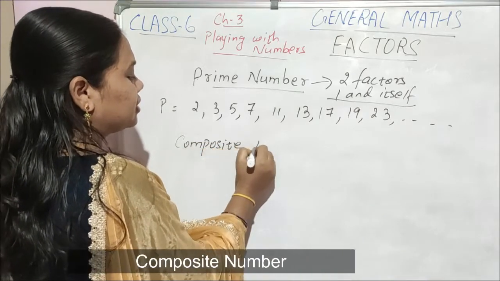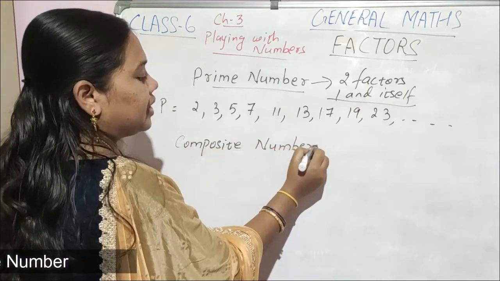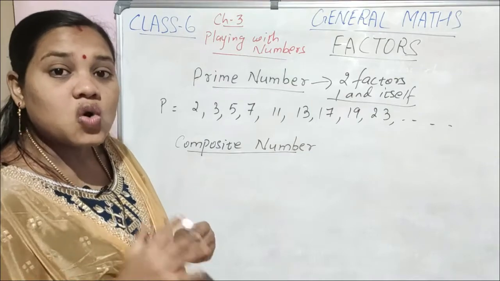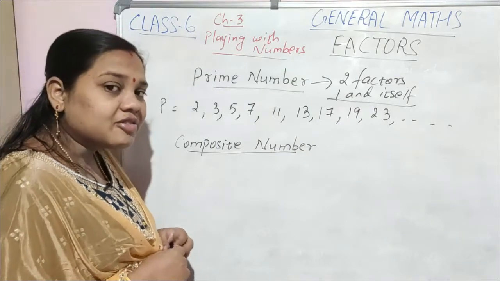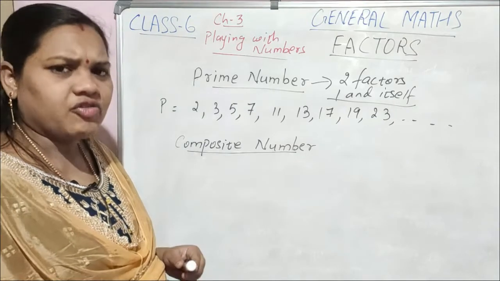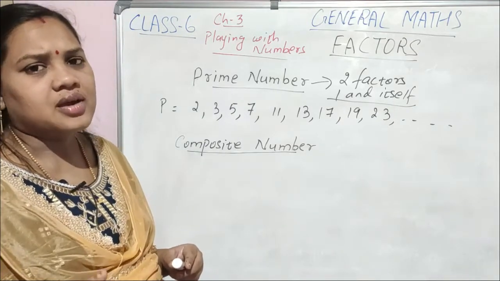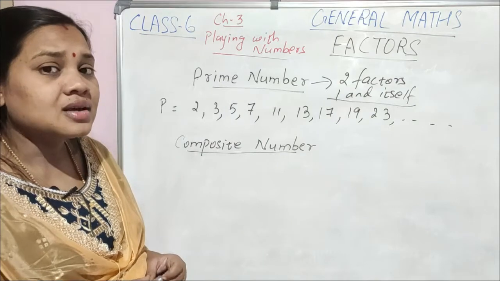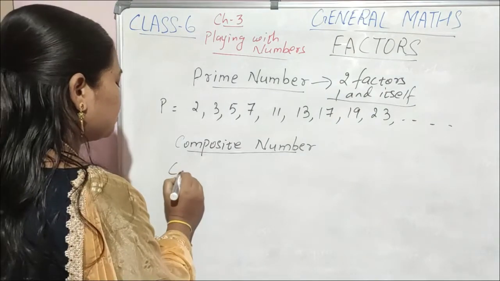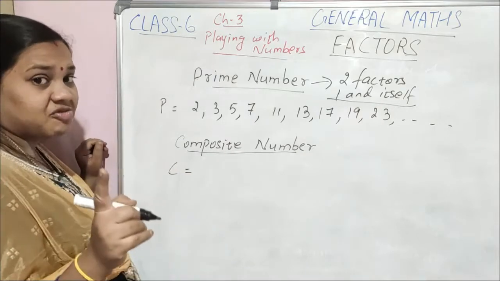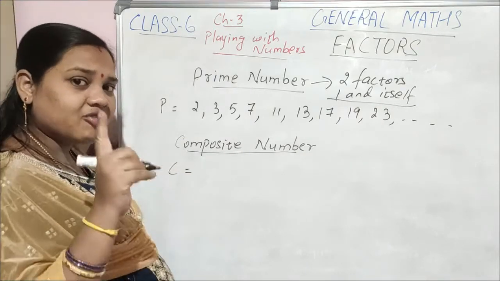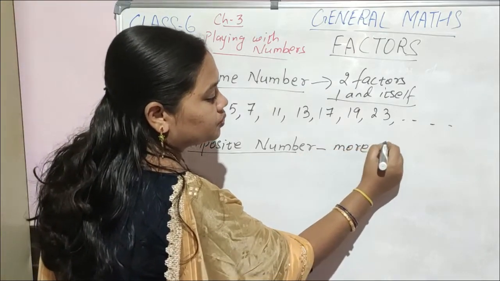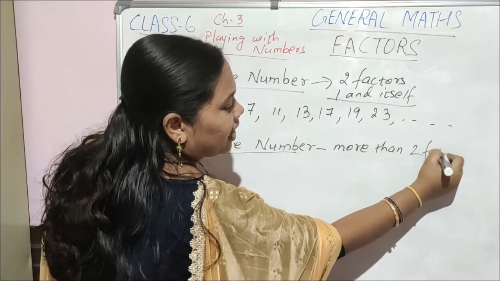Now next is composite number. What is a composite number? A number is said to be a composite number when it has more than 2 factors. A number with more than 2 factors means 3 factors, 4 factors, 5 factors. That number is known as a composite number. Again, 1 is not a composite number because 1 has only one factor. But a composite number has more than 2 factors.